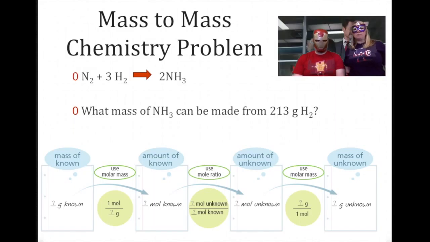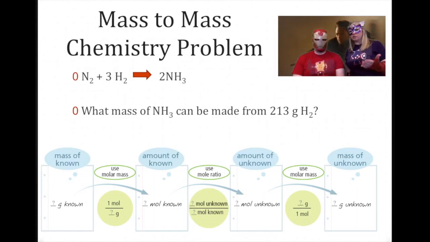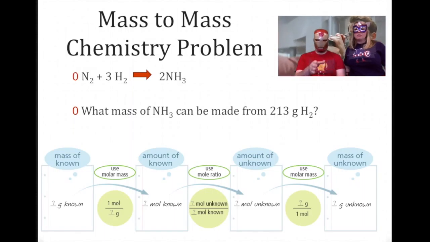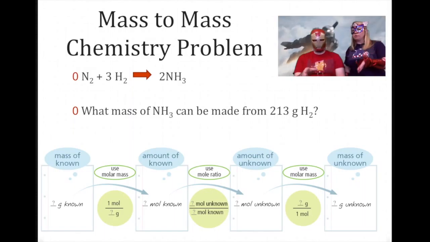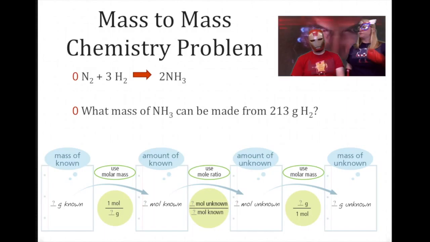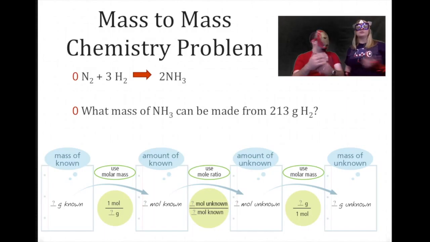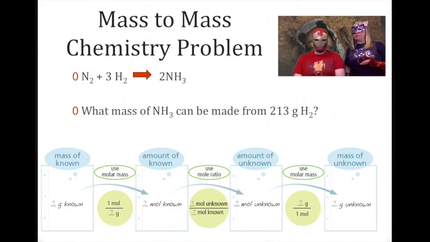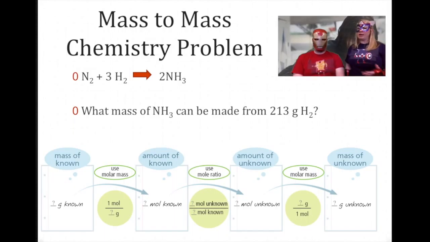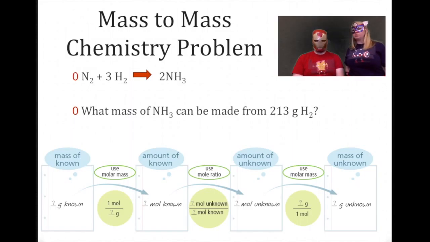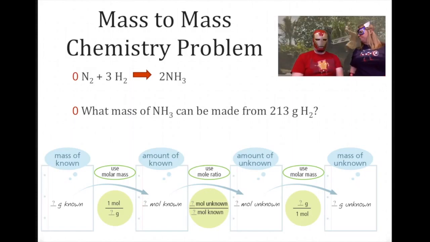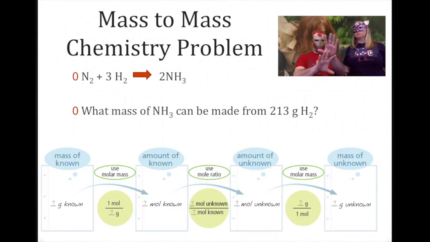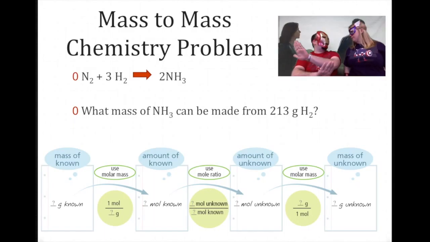Down at the bottom is what I did, just set it up. You're going to start with the mass of your known, what they're giving you, so that's 213. Then you're going to need a conversion factor using molar mass to go from grams to moles, which gives you your moles of your known. Then you can use your mole ratio, only once you're finally in moles, because it's moles to moles. Then you'll get your moles of unknown, and then you'll use the molar mass of what you're trying to find, your unknown, and that should produce your unknown mass. So the steps are: convert into moles, use the mole ratio, and then convert back into grams.